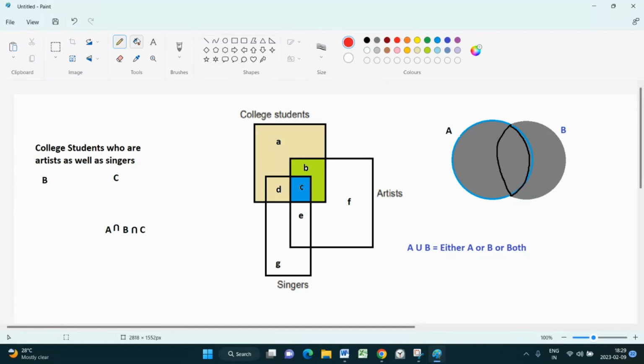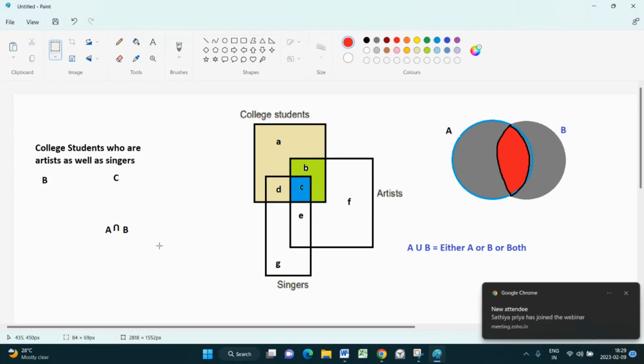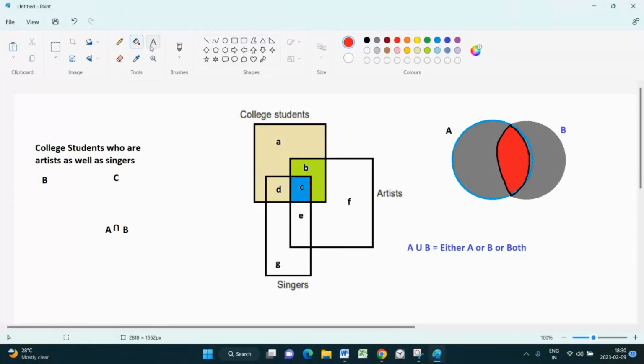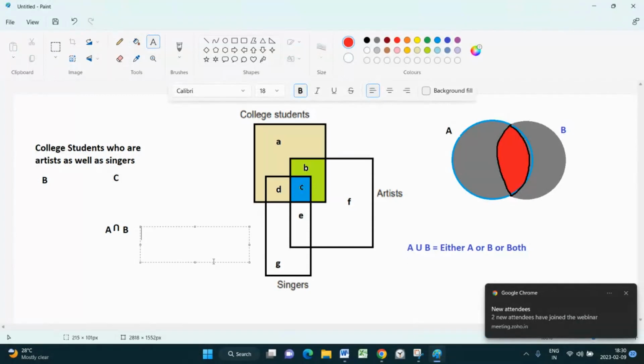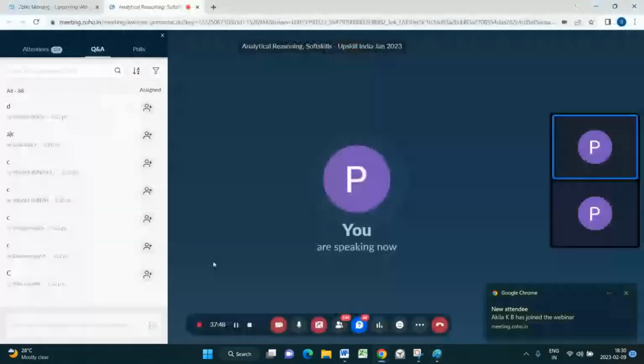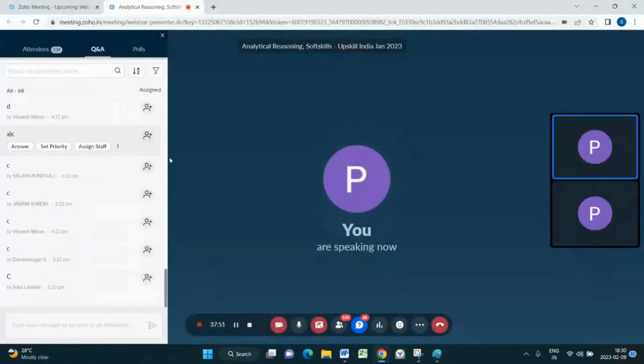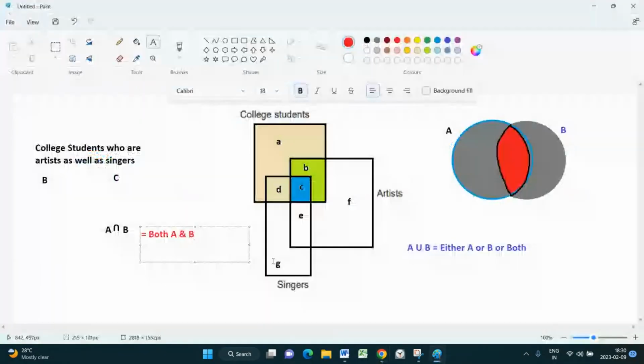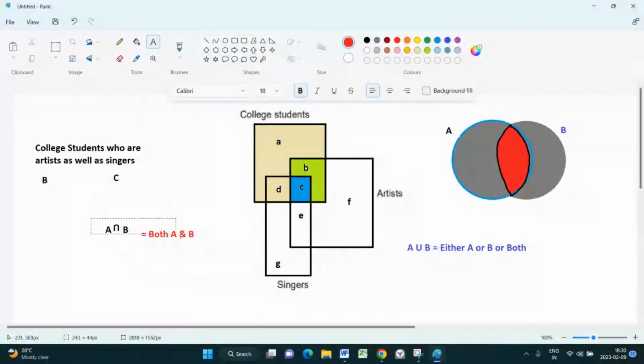Now, if I have to fill only A intersection B, this is A intersection B. The definition of A intersection B is both A and B. Definition of A intersection B is: it should be in A and also in B, both A and B. This is the definition.